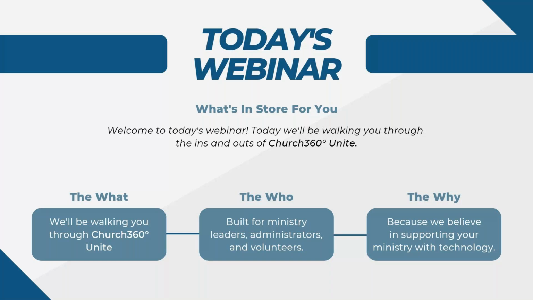At its core, Church360 Unite is a communication hub. We have the online directory. Congregants can update their contact information on that directory so that your church office doesn't have to. There are tools to send texts and emails from your website. There are discussion groups and forums to create opportunities for engagement within small groups and other teams that you have active in your church.